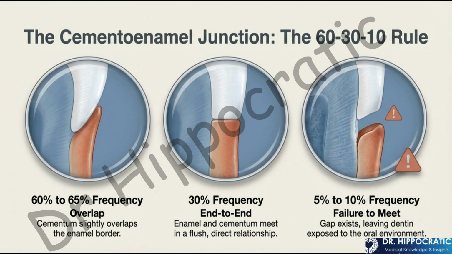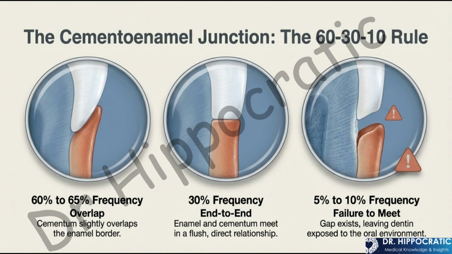That's a brilliant way to visualize it. The 60-30-10 rule explains how that cementum shirt meets the enamel pants at your gum line. 60 to 65% of the time, the cementum slightly overlaps the enamel. It's a secure, protective tuck. And 30% of the time, they meet perfectly end-to-end, completely flush. But the atlas has giant warning signs around that last 5 to 10%.